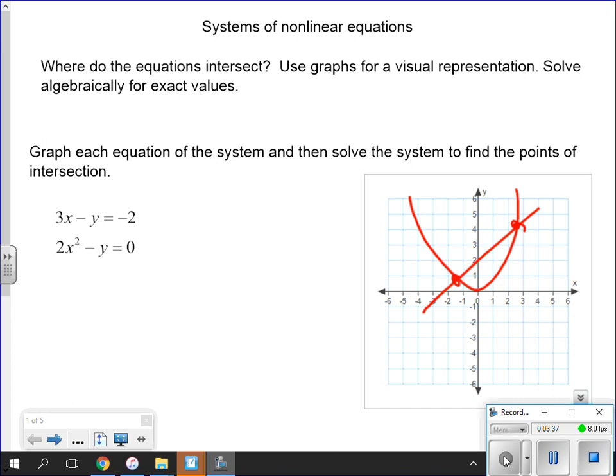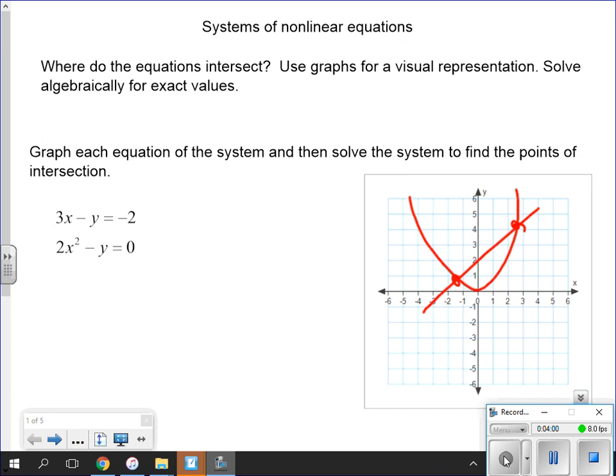Now, you want to do substitution on this. It's the best way on 90% of these. In fact, I think every single one of these, I do substitution. With nonlinear, substitution works the best. I have nonlinear because I got a parabola. Parabolas are not linear equations. They're not straight lines.